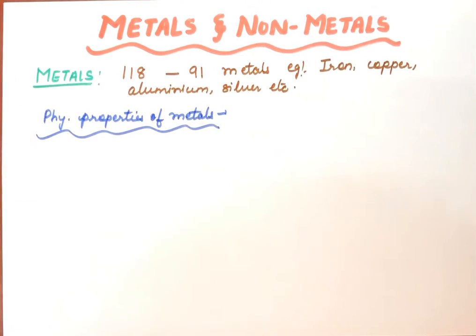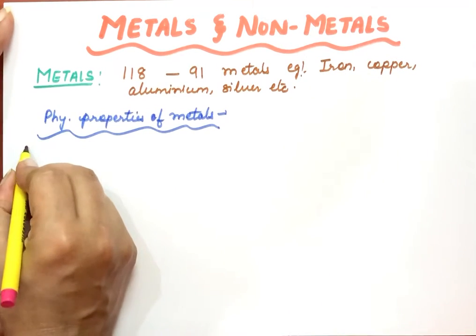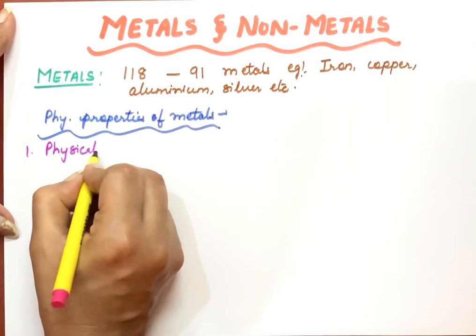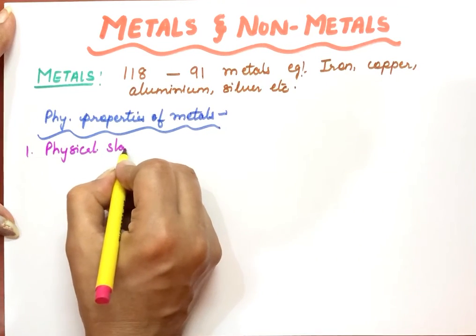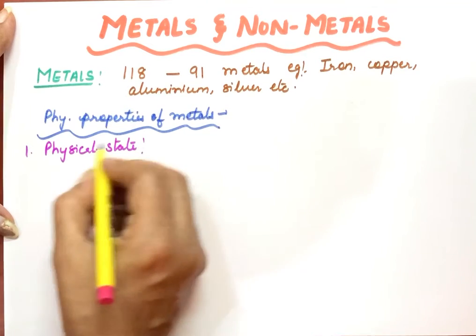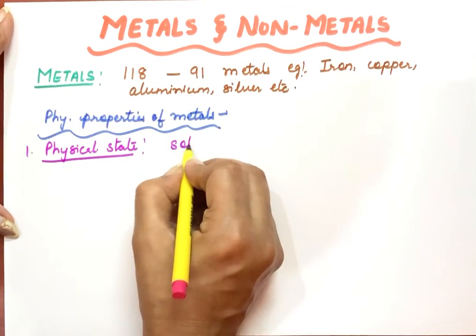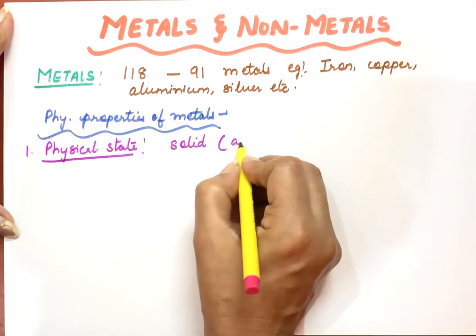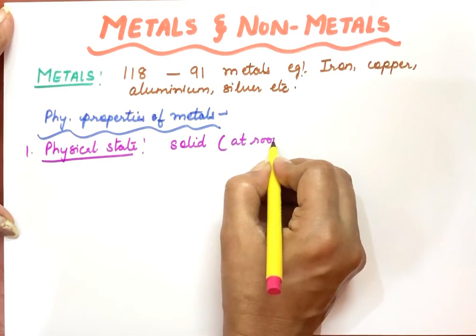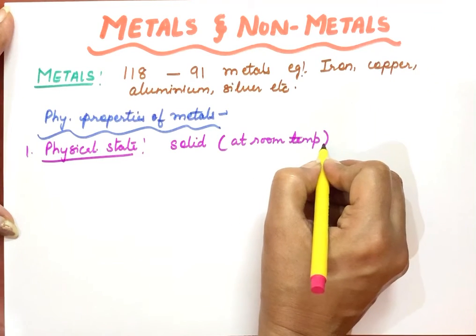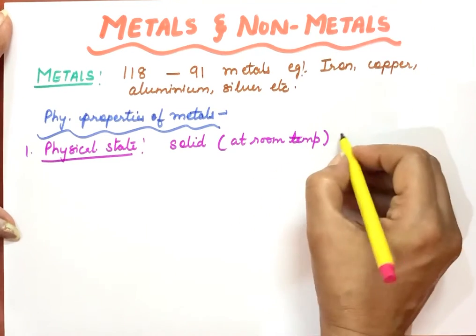In physical properties, the first property that we are taking is the physical state of the metals. Physical state means how it looks. Is it solid, liquid, or in a gaseous state? Metals are in a solid state at room temperature, because when we heat them, of course, they will melt. So at room temperature, most of the metals are in a solid state.